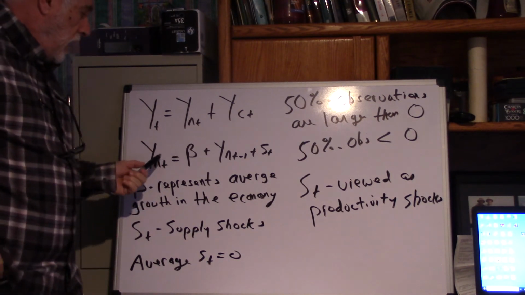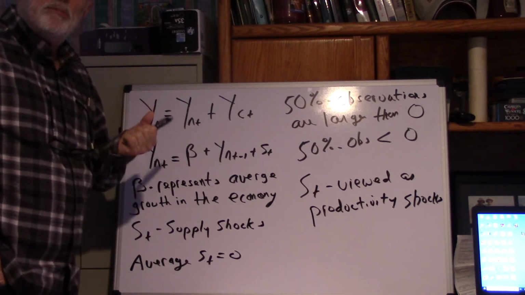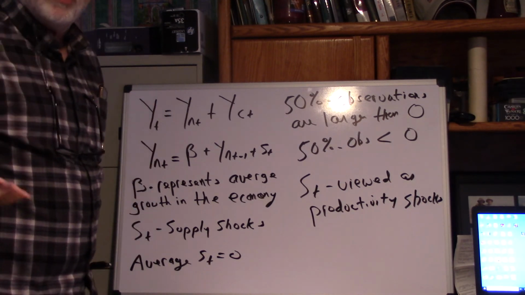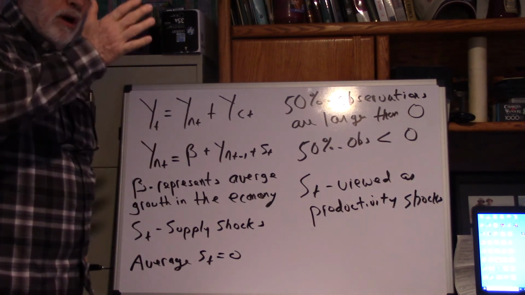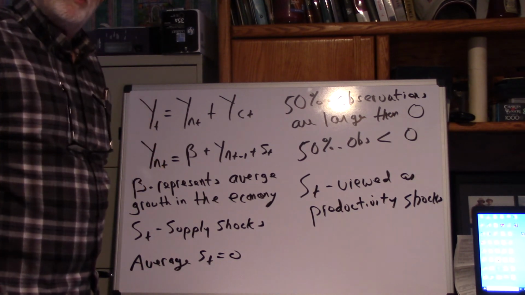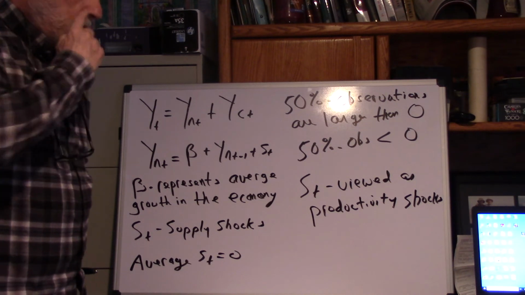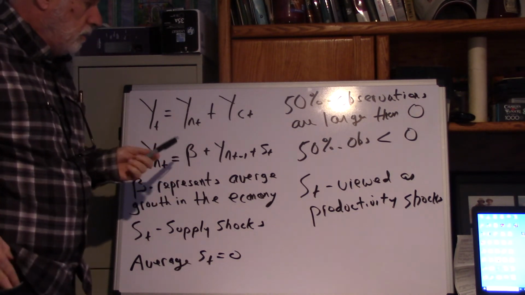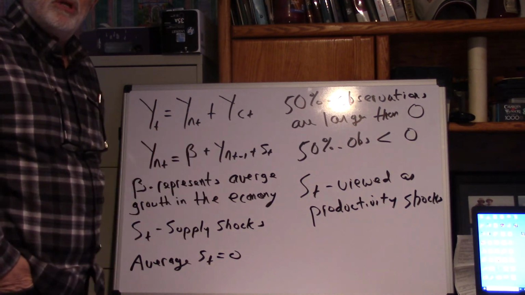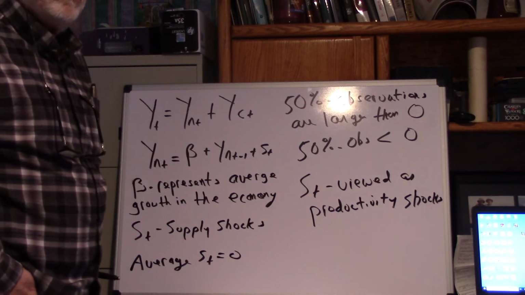Plus, the natural level of output is also influenced by what the natural level of output was last period. So it kind of represents inertia in the economy. So the level of output this period will be influencing what the level of output will be in the next period. And we'll be seeing that a little bit more clearly later on. Then plus st, and this st is going to be a supply shock, which we'll explain in a little bit.